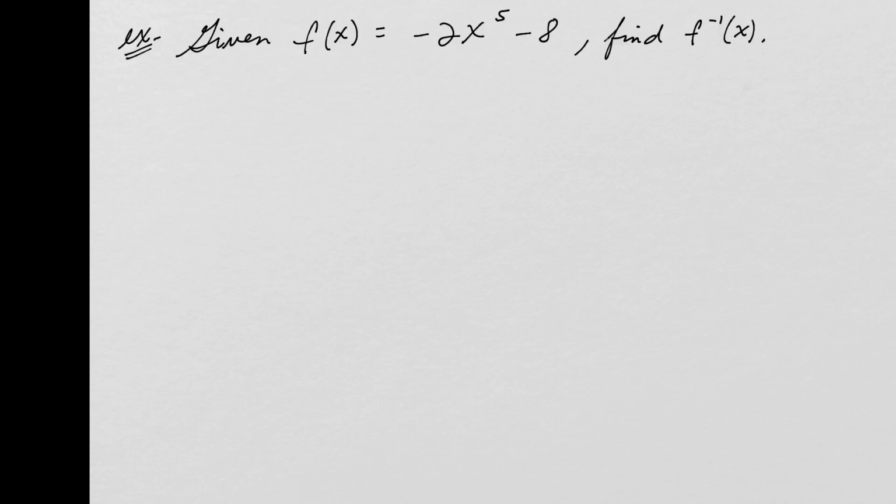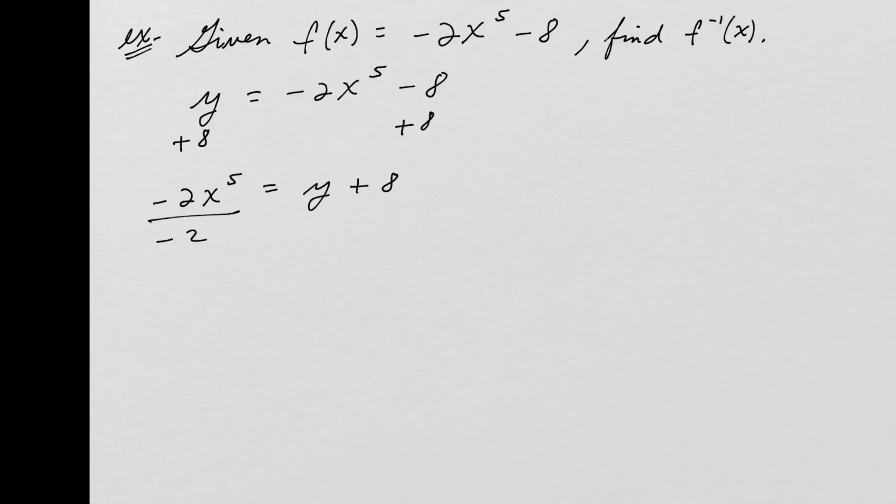Okay, so same process as before. Rename the f of x, I'll call it y. And then I want to solve this equation for x. So I need to add 8. Now I'm going to rewrite the x term on the left-hand side and write the y plus 8 on the right-hand side. I would have to divide by -2. So this is going to be x to the 5th equals y plus 8 divided by -2. And you could also put the negative in the numerator if you wanted to.